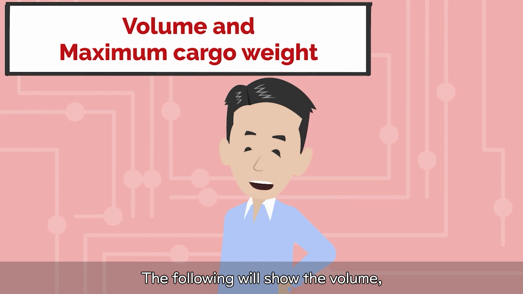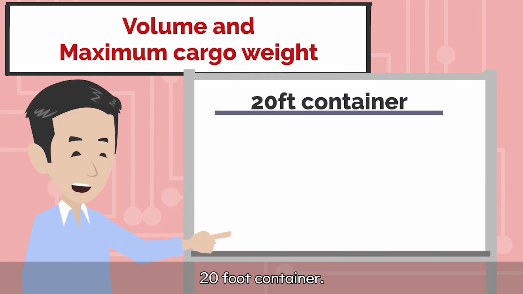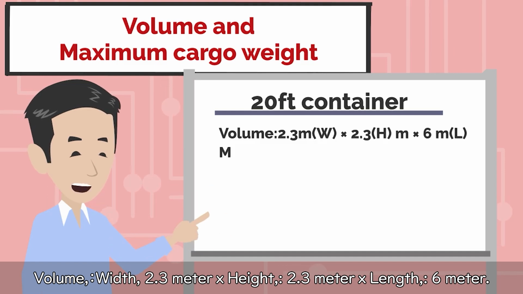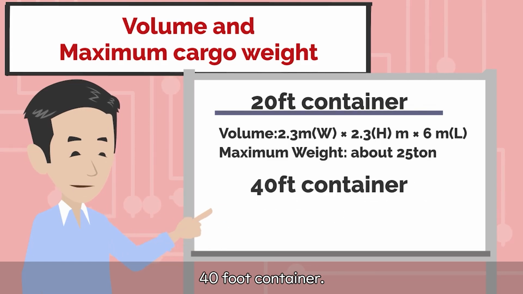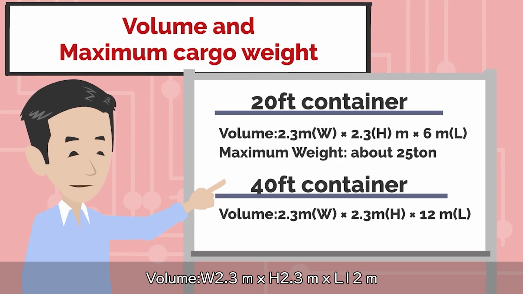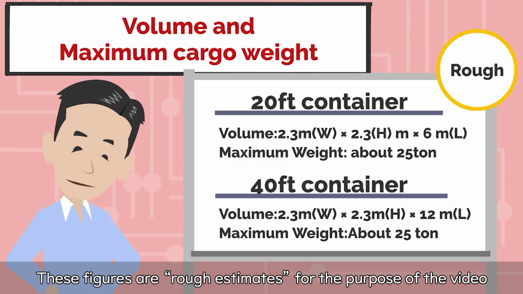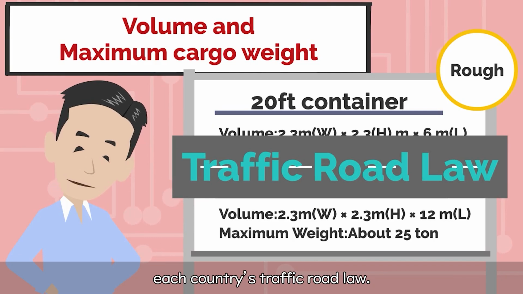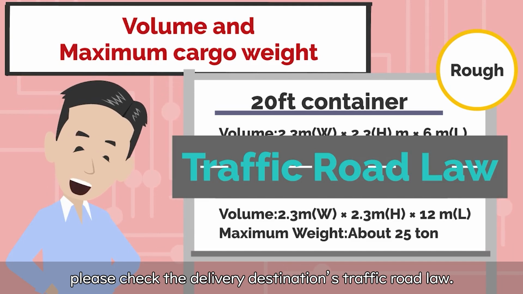The following will show the volume and the maximum cargo weight of 20-foot and 40-foot containers. 20-foot container. Volume, 2.3 meter width, 2.3 meter height, 6 meter length. Maximum cargo weight, about 25 ton. 40-foot container. Volume, 2.3 meter width, 2.3 meter height, 12 meter length. Maximum cargo weight, about 25 ton. These figures are rough estimates for the purpose of the video, and the maximum cargo weight may vary depending on each country's traffic road law. When you are actually transporting cargo, please check the delivery destination's traffic road law.